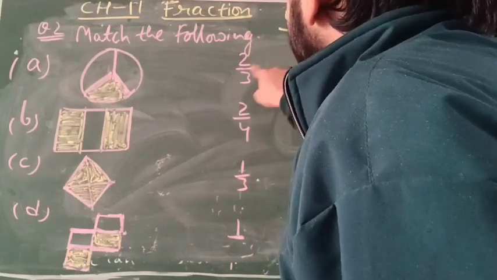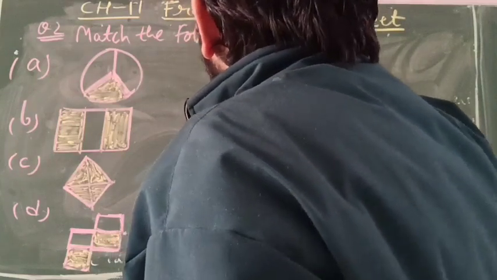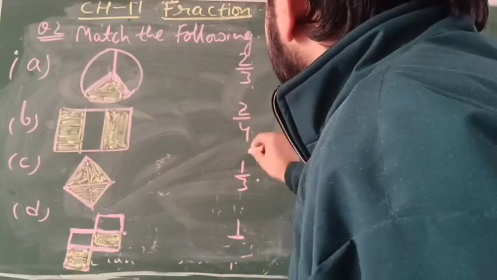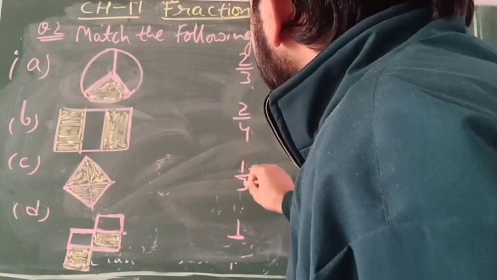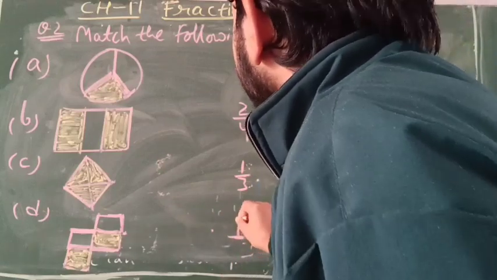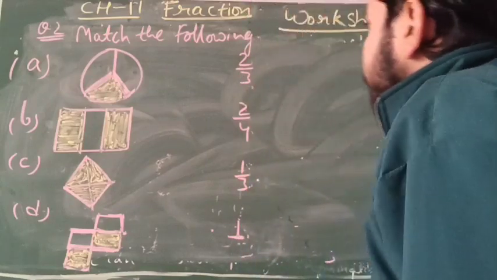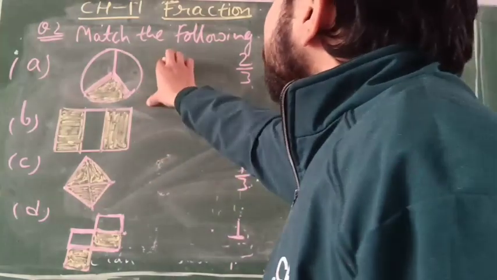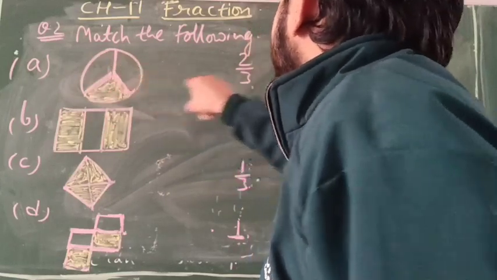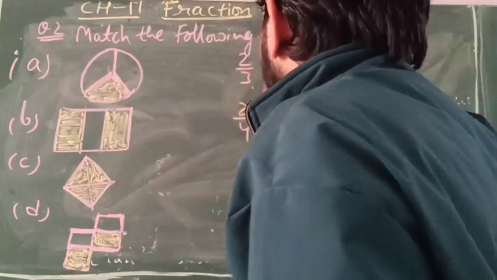Okay. So here we will try to read all these fractions. Here it is 2 by 3 or 2 thirds. Here 2 by 4 or 2 fourths. Here 1 third or 1 by 3, and here it represents a whole, that means 1. So we have to match the following. With the help of these figures we have to match the given fractions.